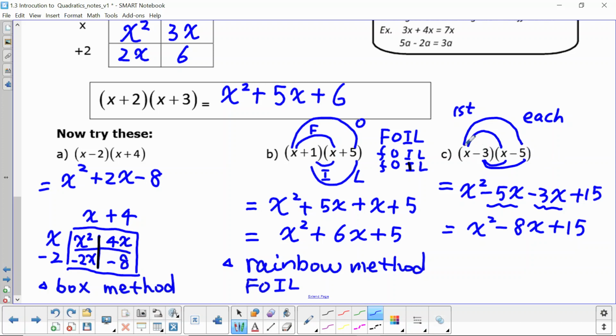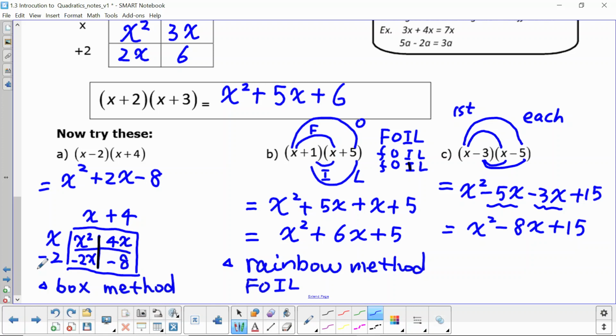So just one term times each term in the second bracket, then the second term times each term in the second bracket. If you have a third term, then the third term times each term in the second bracket. You combine the like terms, and you will have the final answer. So now we are going to see the last page.